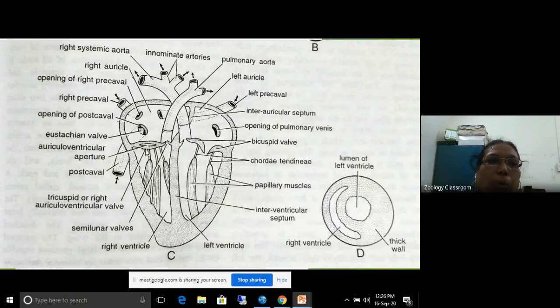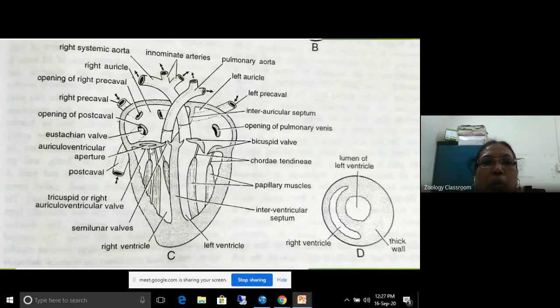Then this auricle opens into the ventricle by an opening. It is called the auriculoventricular opening, and valves are present. On the right side it is called the tricuspid valve, and on the left side it is called the bicuspid valve. These are the two valves. The valves function to prevent regurgitation, or backward flow, of the blood. So the left side valve is called bicuspid, and the right side is called tricuspid.